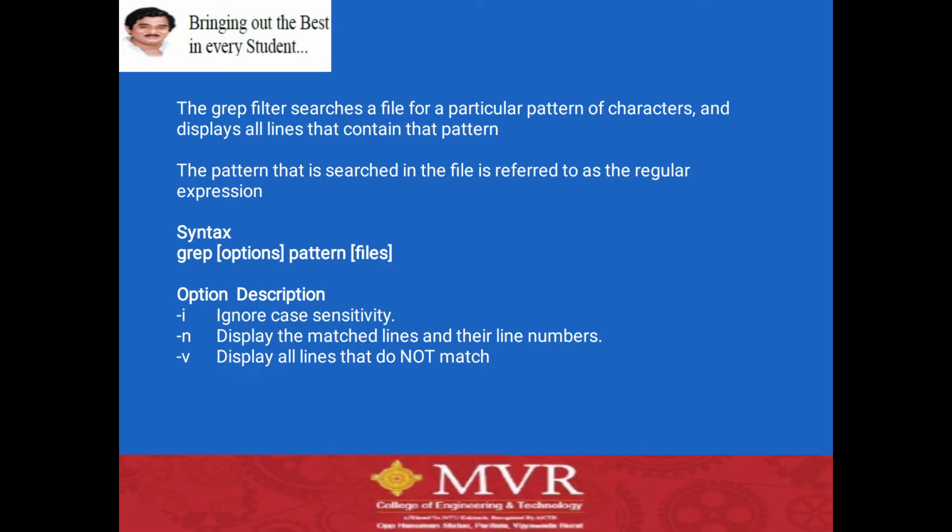Then minus v. As I said in the previous discussions also, minus v stands for verbose. Verbose means which does not match. So grep will match the given pattern. Whenever you use the minus v option with grep, it means reverse, inverse, verbose. So it will print all the lines which do not match the given pattern. So if you want to print all the lines which don't have the given pattern, you need to use this minus v option. Okay, this is called the verbose option.